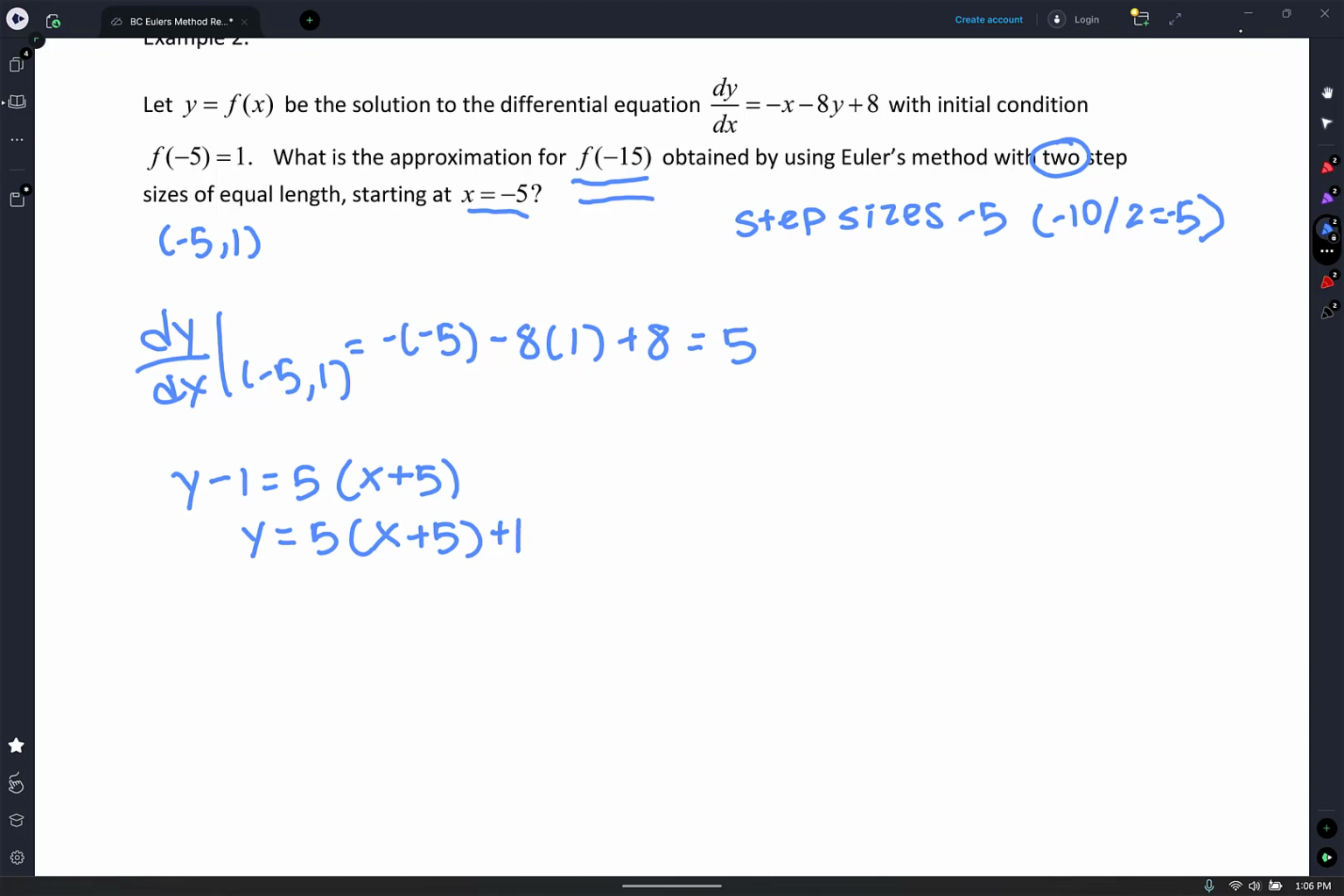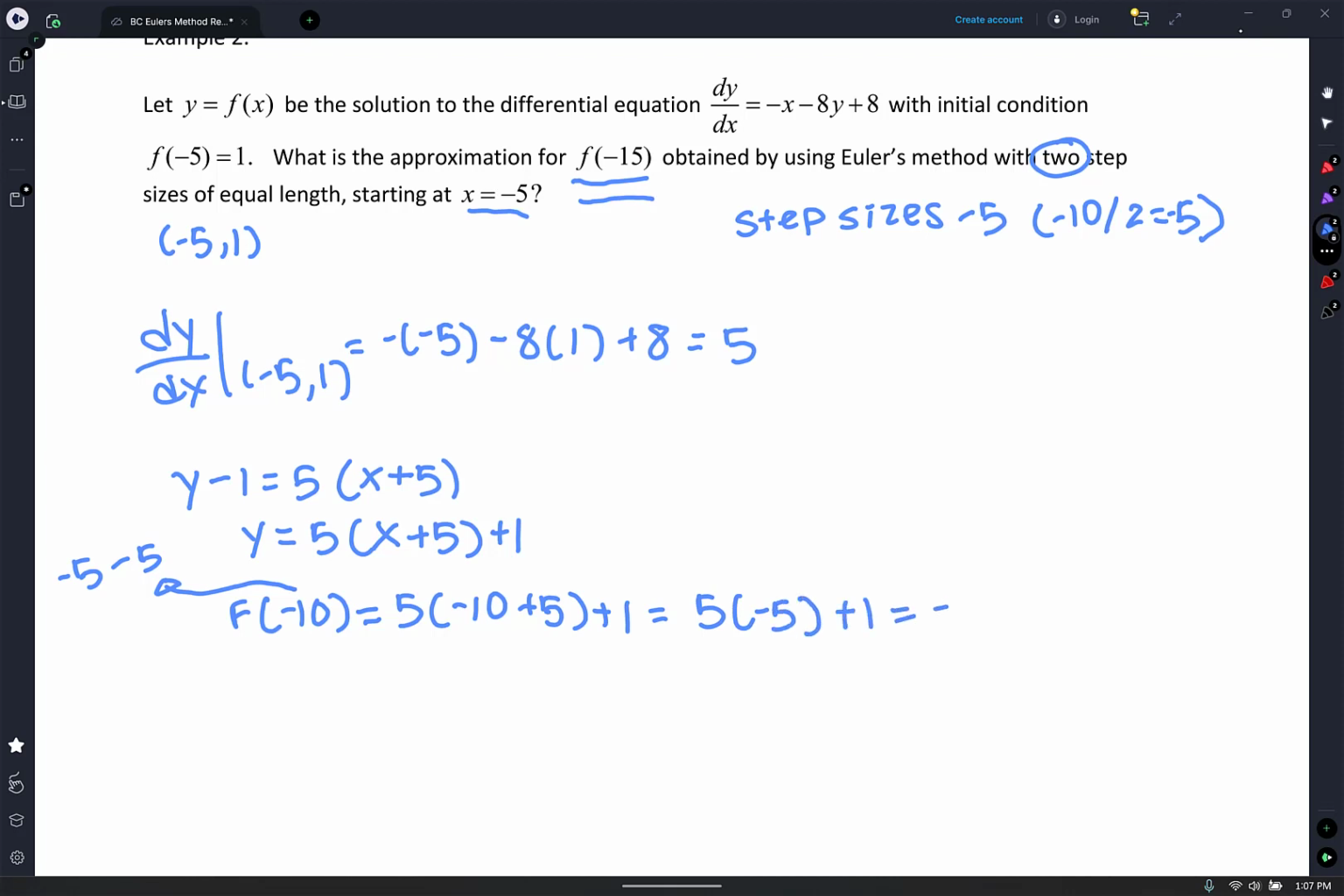So we're going to use the first step size, which we know is negative 5, from the starting point, which is negative 5. So that is going to be f of negative 10, because negative 5, which is the starting point, minus 5, which is our step size. So then that is 5 times negative 5 plus 1, which I can do in my head, and that's negative 24. So that's our first point.